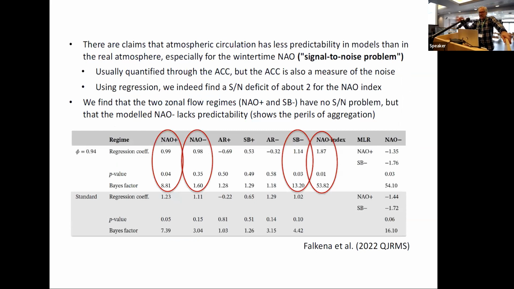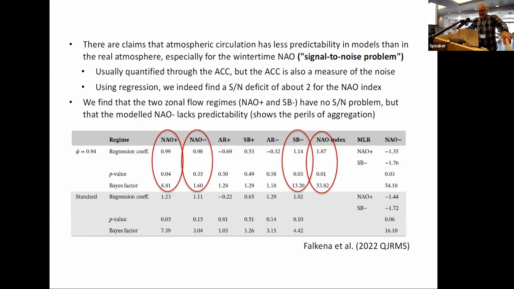Now, I think Angela mentioned the signal-to-noise problem this morning. I say there are claims because sometimes they don't quite stand up, but I think in the NAO it's clear that atmospheric circulation has less predictability in models than it does in the real atmosphere. So it's being called the signal-to-noise problem, or paradox, or deficit. Now, it's usually quantified through the anomaly correlation coefficient or things derived from that.